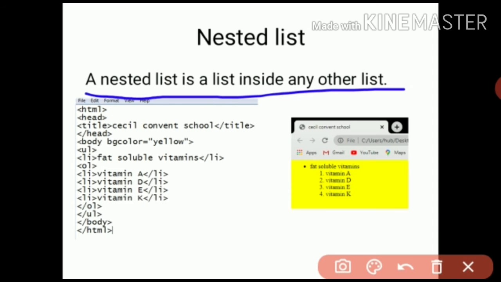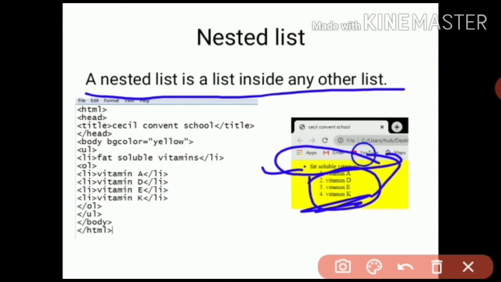So here you can see in the output we have the unordered list at the upper side and the ordered list at the downside. It means we are specifying this list within a particular unordered list. To do that, first you need to write UL, which specifies the unordered list. After that you write the list, fat soluble vitamins, and it will give you the unordered list value.